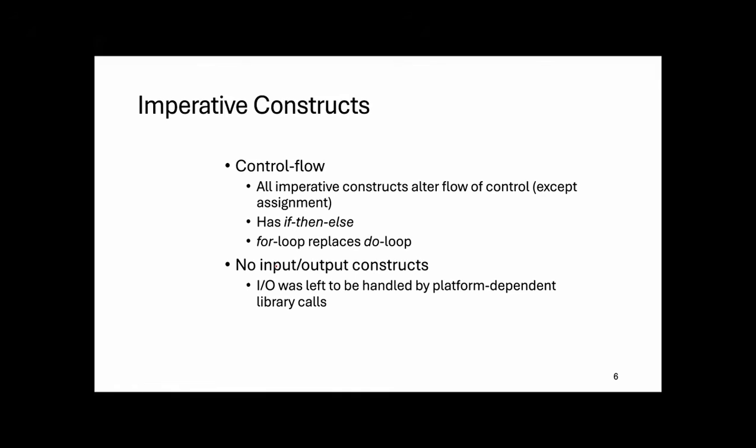However, one important aspect of Algol, which was actually one of its drawbacks and created a backfire later on, is that the language itself does not allow input-output constructs. The I/O part was left to be handled by platform-dependent library calls. They expected that other people would develop the libraries and add them to Algol.